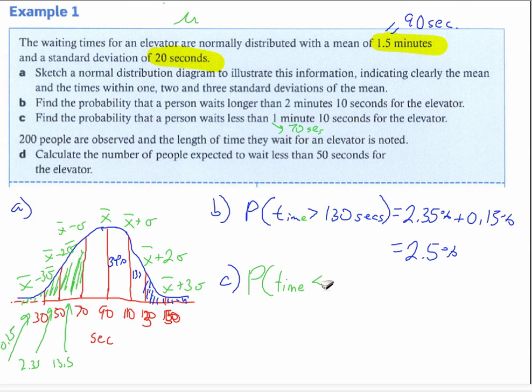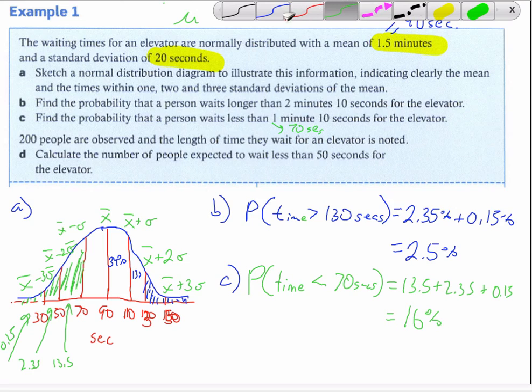So the probability that the waiting time is less than 70 seconds is going to be 13.5 plus 2.35 plus 0.15%, which is this 2.5 plus this is going to give me 16%. 16% chance. Okay, part D.